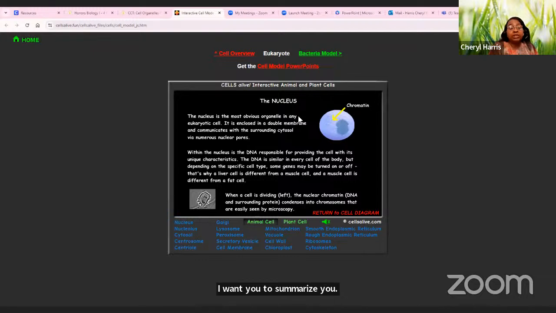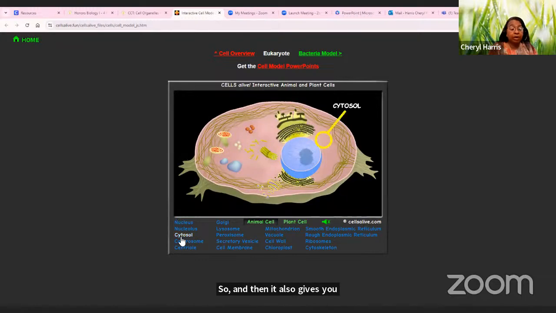What you need to say for this one is it is a double membrane structure which surrounds the cytosol, and it contains the DNA. So summarize this. Don't write that whole paragraph. The important parts are all you need. Okay. And then it also gives you another picture. When you're finished with that, click back to the diagram, go to the next word.